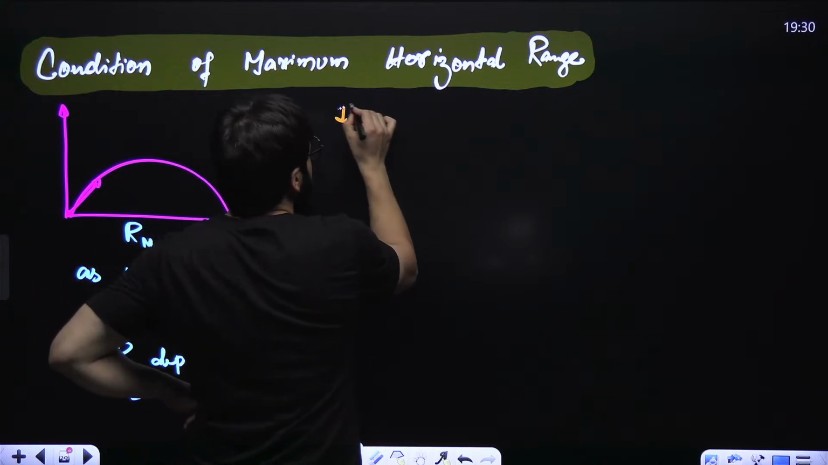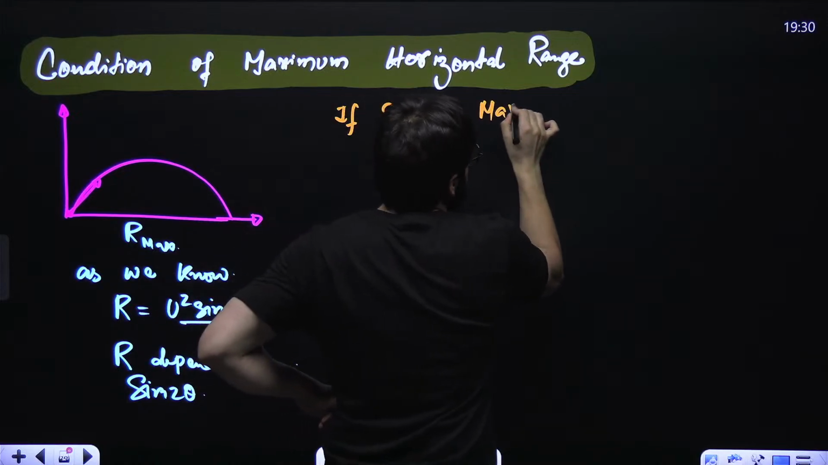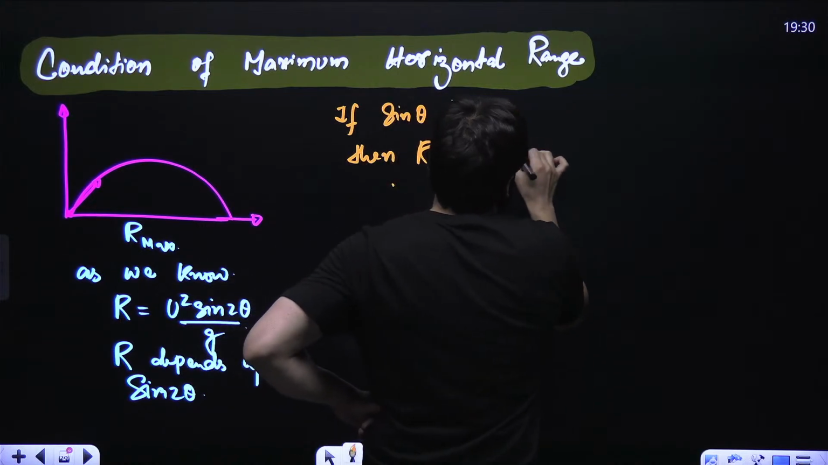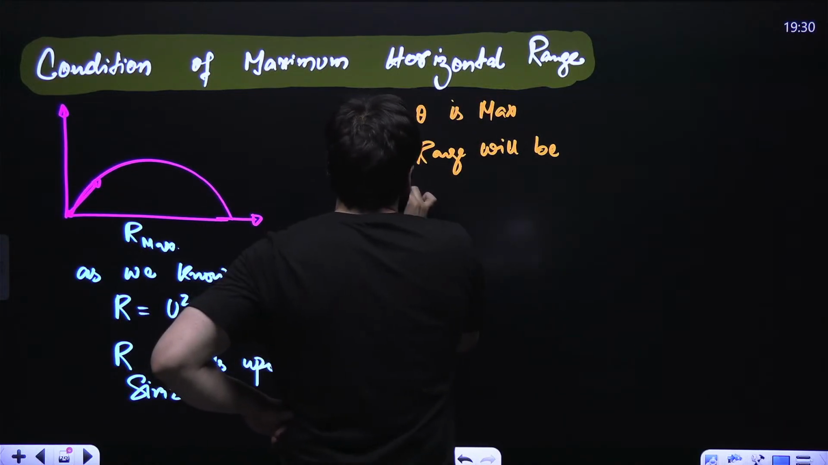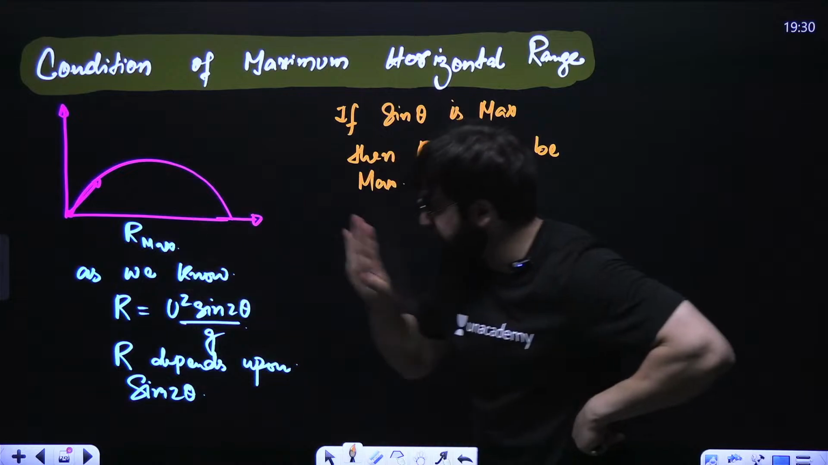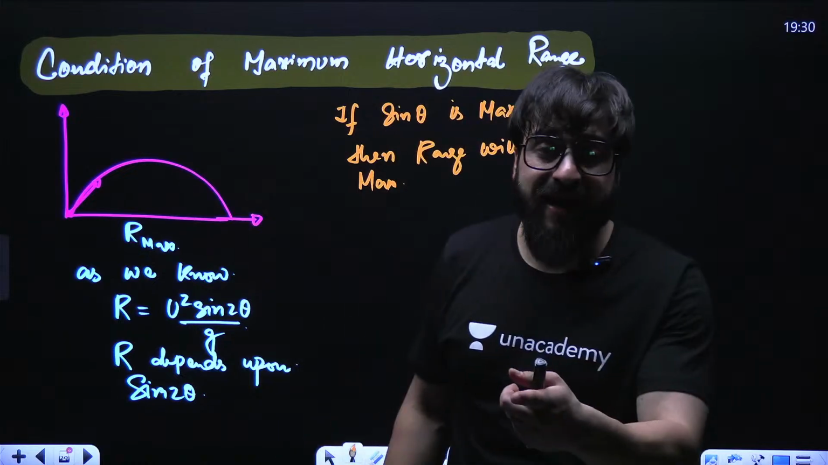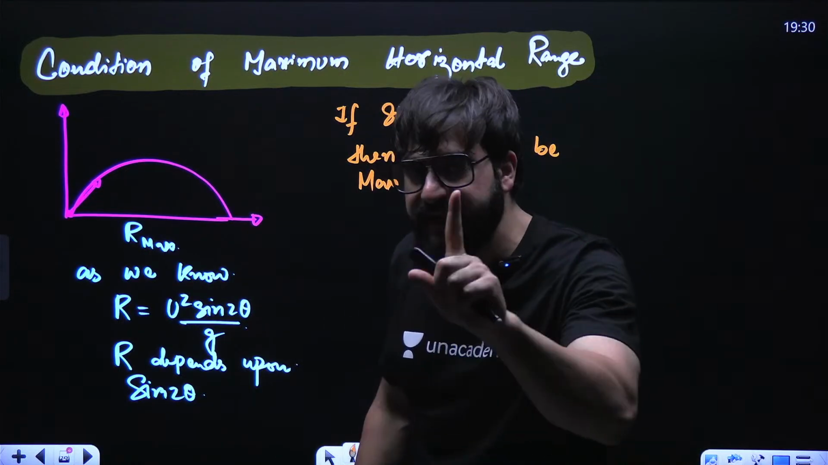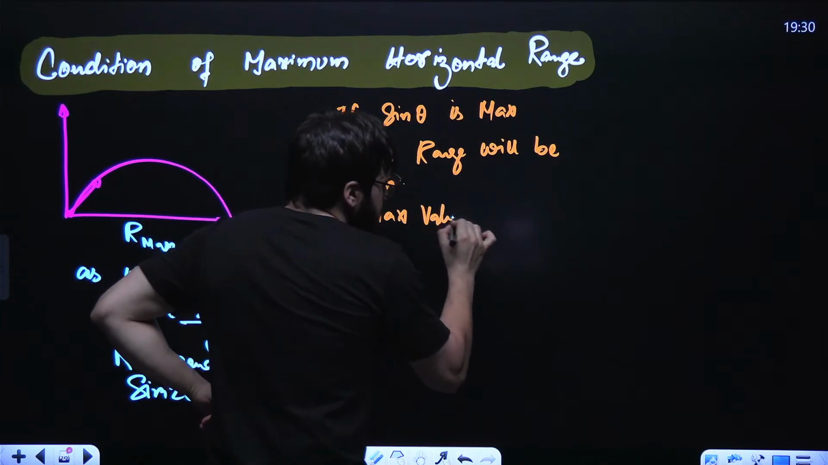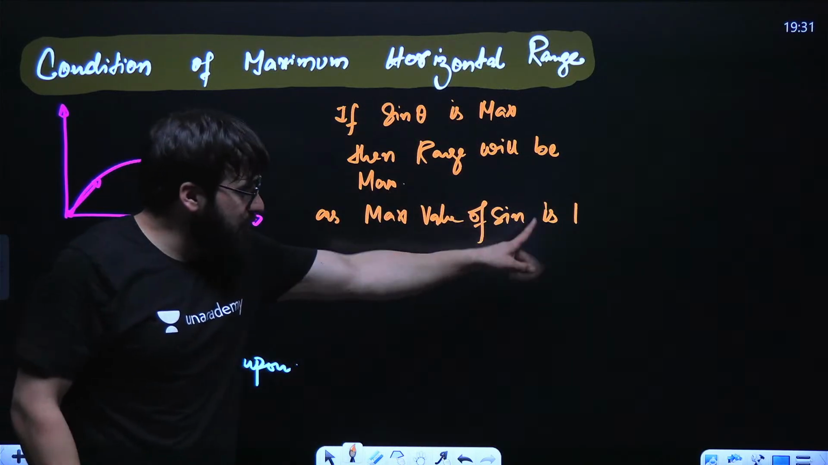So if sine of theta is maximum, then range will be maximum. As simple as that. If sine of 2 theta is maximum, range is maximum. And guys, you might have heard one thing. When is the value of sine theta maximum? Sir, the maximum value of sine is 1.